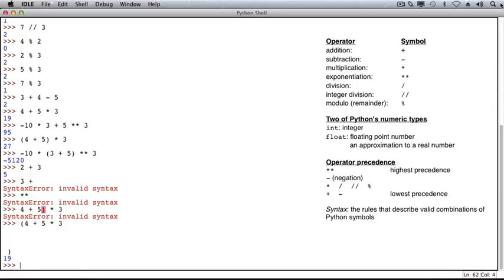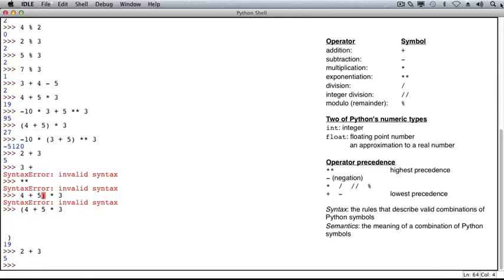In addition to syntax errors, we'll also encounter semantic errors. Semantic errors occur when the meaning of a particular expression is invalid. So for example, the syntax of 2 plus 3 is valid. That is a valid combination of symbols. And the meaning, or the semantics of that expression, is that 2 is added to 3. So this is fine.